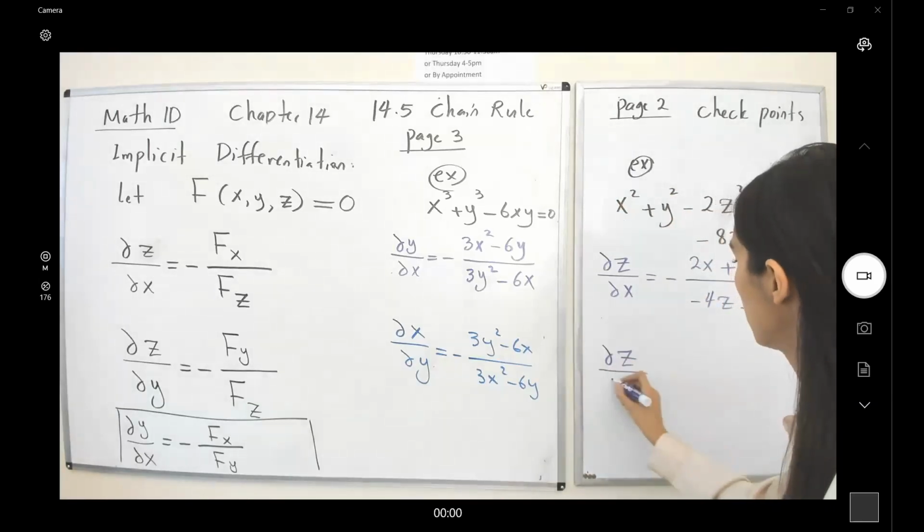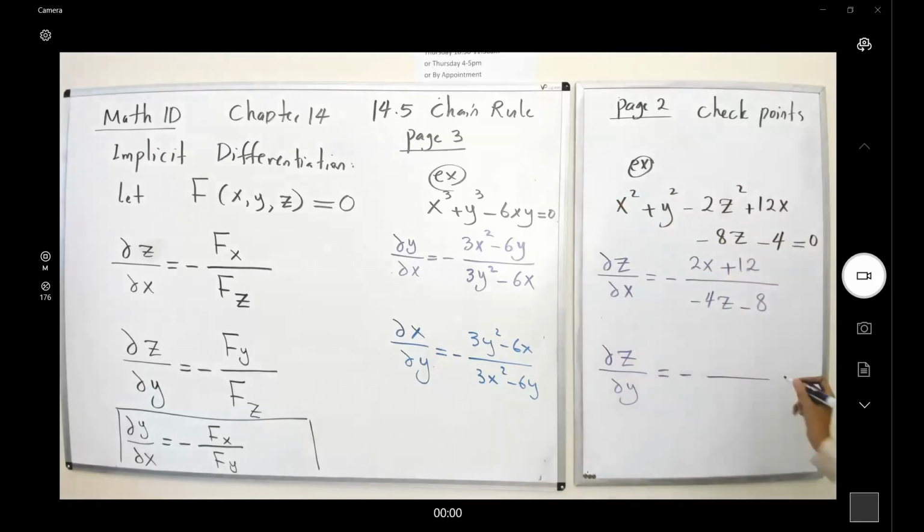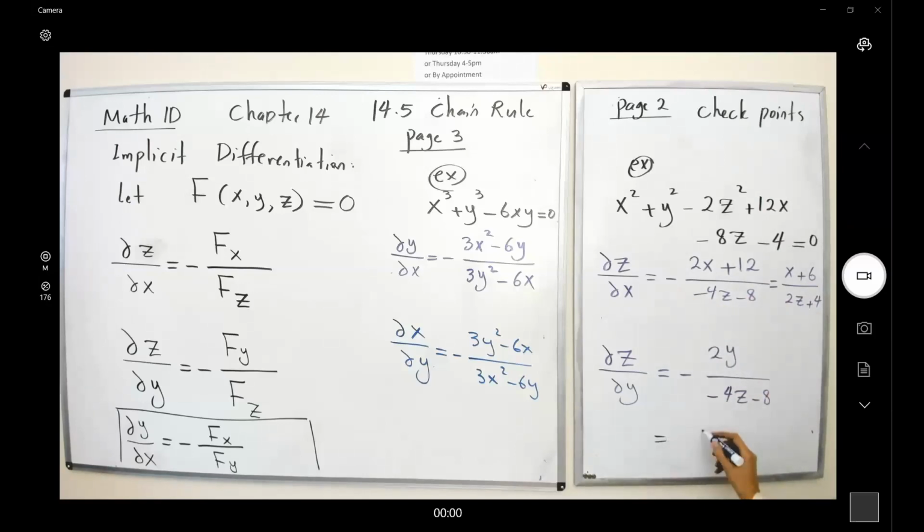Partial derivative of z with respect to y is equal to minus. Here we take the derivative with respect to y, which is 2y. We don't have any y here, and the partial derivative with respect to z is going to be the same. As I mentioned, you can simplify both of these. So negative 4z minus 8. Here you get x plus 6 divided by 2z minus 4. I distributed this negative sign here as well, and here you get y divided by 2z minus 4.